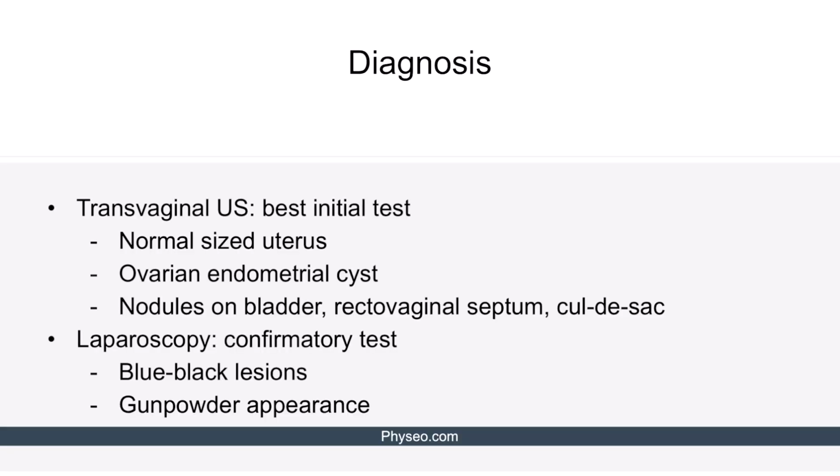Recall from this slide that laparoscopy is the confirmatory test for endometriosis. It's used in case of inconclusive ultrasound findings in patients who continue to experience symptoms after the use of combined contraceptives.